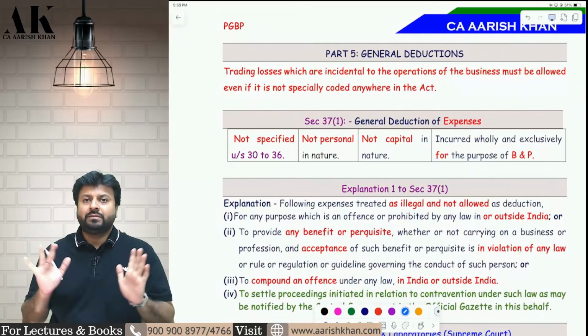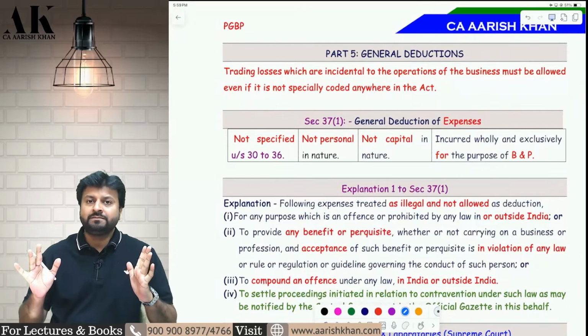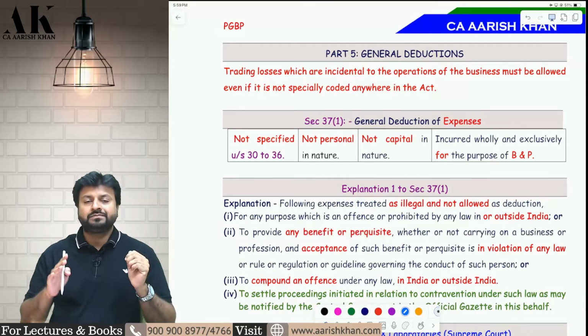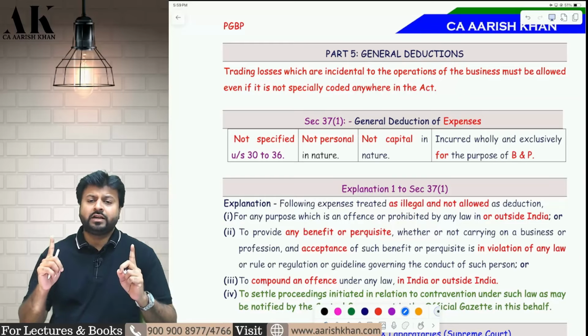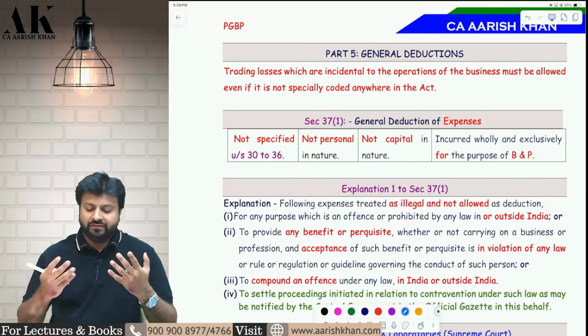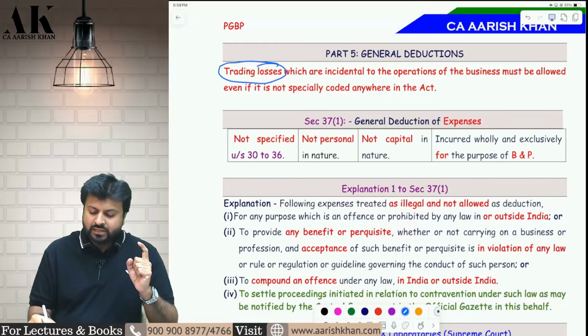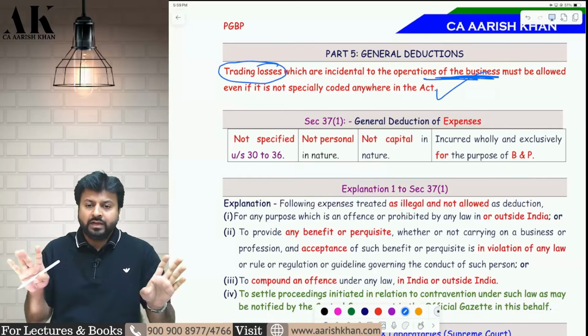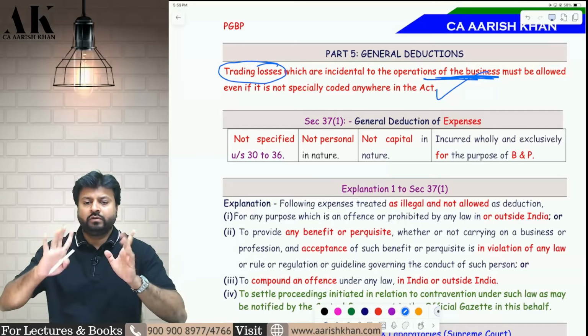So this is where we complete all the sector wise deduction, all the specific deduction from 30 to 36. Now the next target would be to go ahead with general deduction. And before going ahead with general deduction of expenses, I would like to say a few things about losses: whether losses are allowed under income tax law as a deduction or not. Definitely, if the losses are of trading nature and incidental to the operations of the business, they will be allowed. Capital losses won't be allowed. Trading losses will be allowed to you. Don't worry about it.